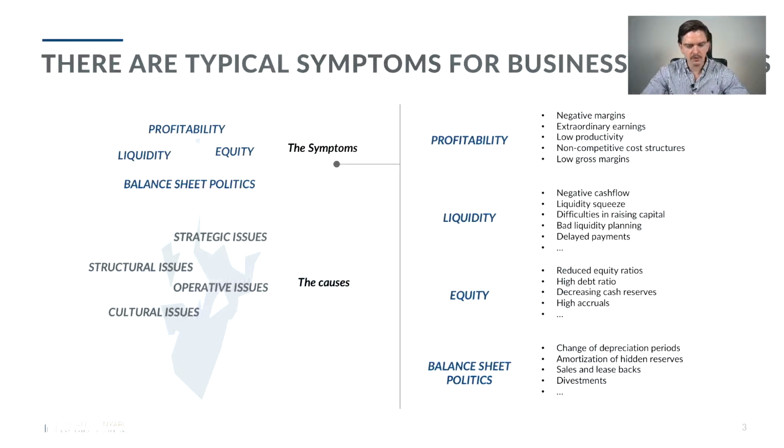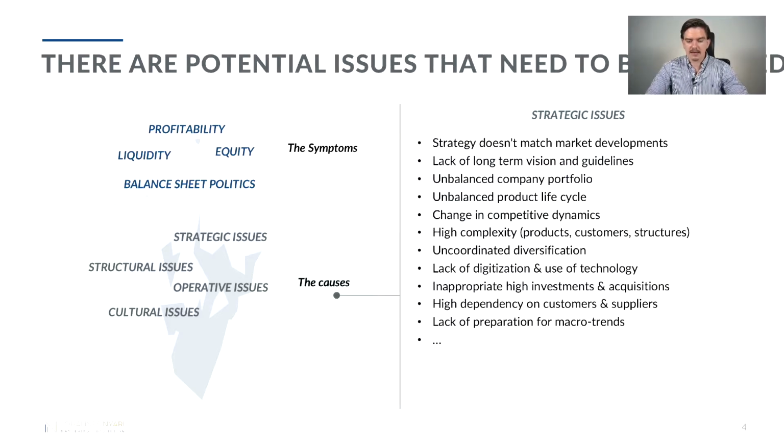And if we take a look at the causes, then we see that there are strategic issues, structural issues, operative issues, and cultural issues. And what I want to do now in the next minutes is walk through each of those issues and talk a little bit about potential issues that you could have in this area. So if we take a look at the strategic issues first, then what could be potential problems here? So maybe your strategy doesn't match the market developments. Maybe we have new technological trends, maybe we have a change in customer behavior, and your strategy simply doesn't fit anymore. Maybe there's a lack of long-term vision and guidelines.